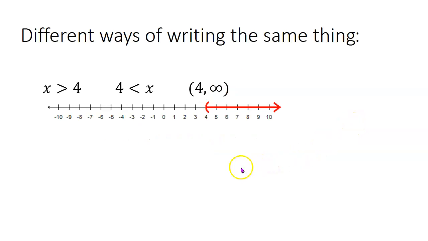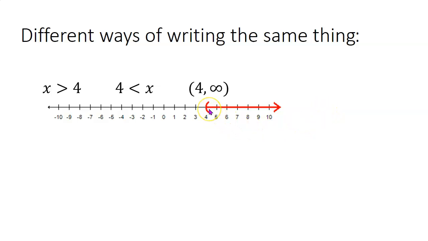So there are different ways of writing the same set of numbers. X is greater than 4 means the same as 4 is less than x. Either way, the x is on the big side of the 4. And so the numbers that x can be are all of these numbers over here on the big side of 4. X could be 5. X could be 10. X could be 1,000,000.